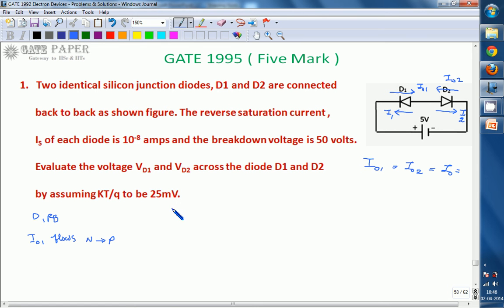And next, diode D2 is going to get forward bias because the N side is connected with the negative terminal and the P side is connected with the positive terminal. Diode D2 is forward bias, so in forward bias the current that flows is I2, which flows from P to N.